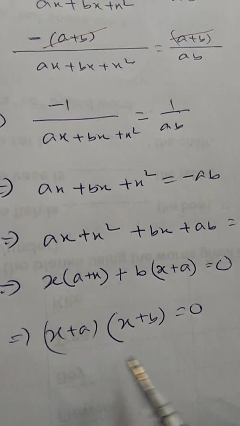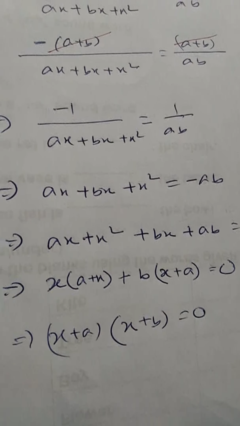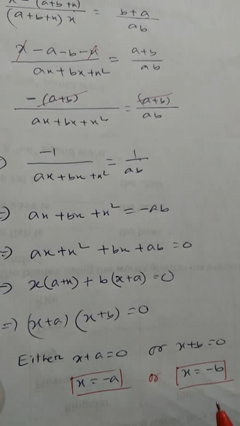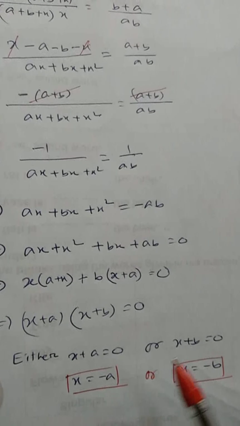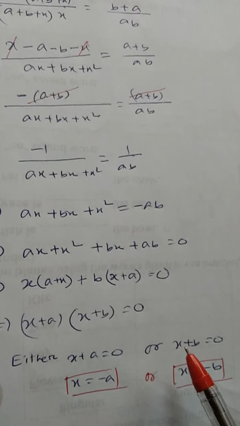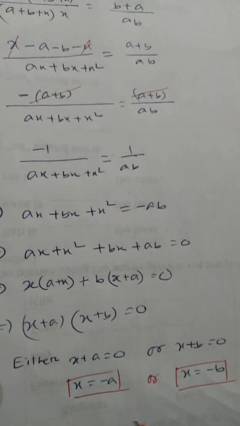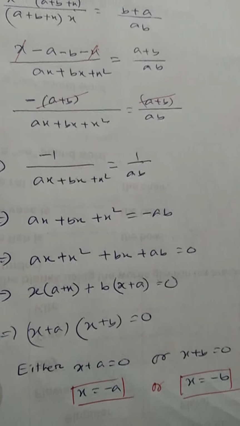Now either x plus a is 0 or x plus b equal to 0. From here we will get x equal to minus a, and then from second part we will get x equal to minus b. So this is the required answer. Thank you.